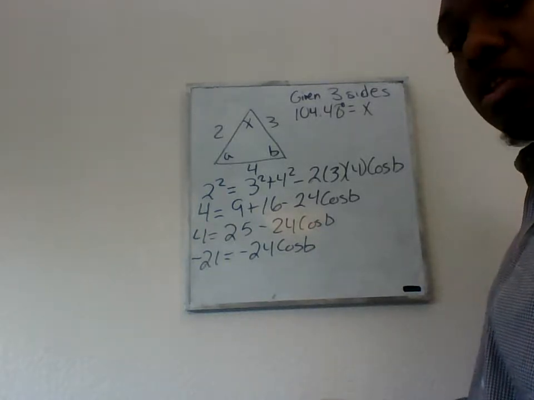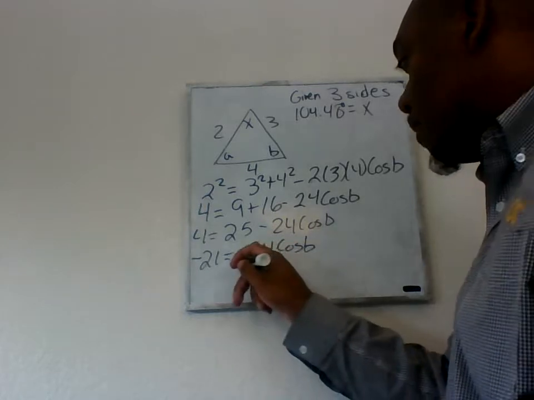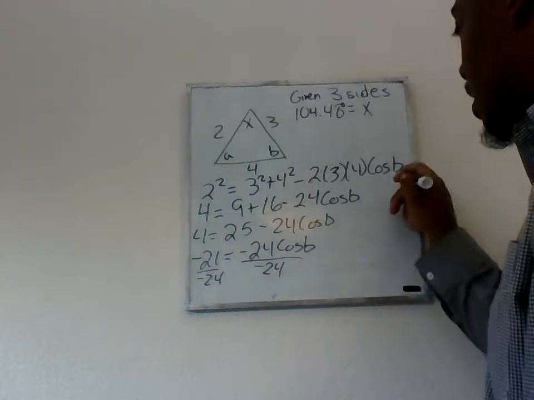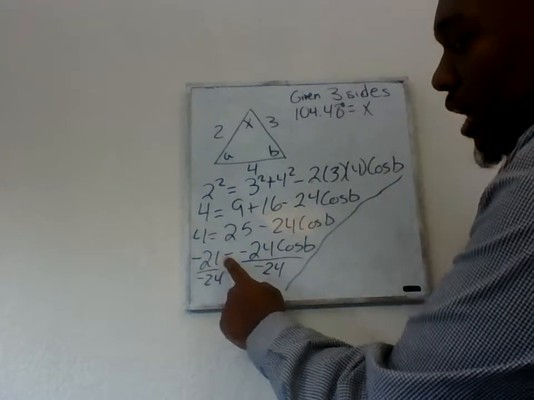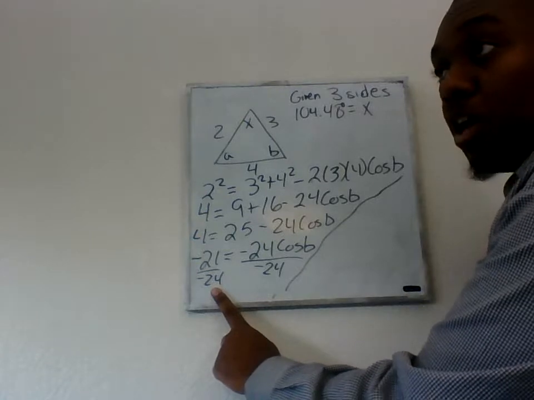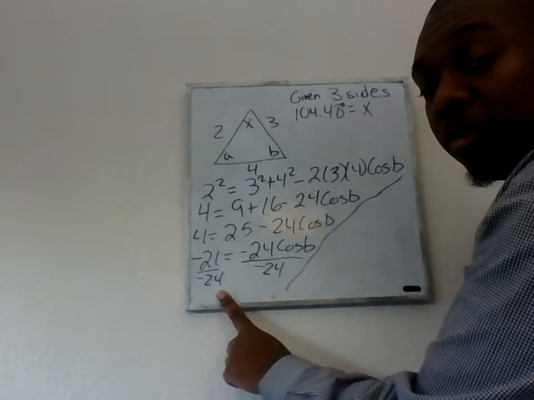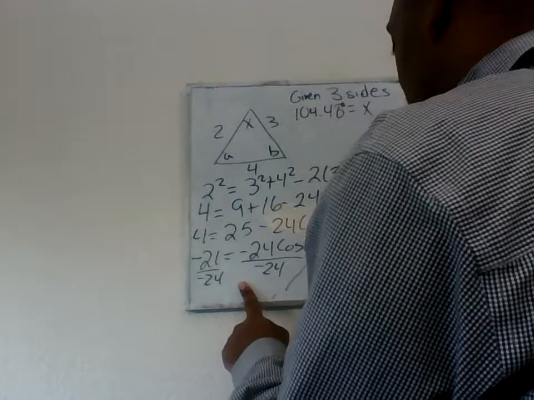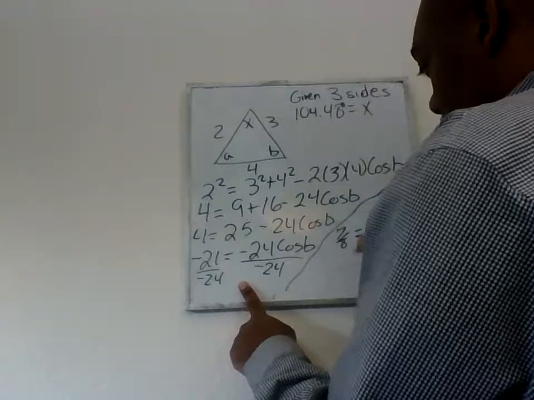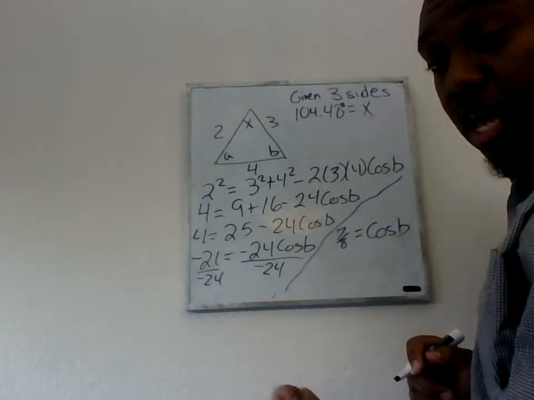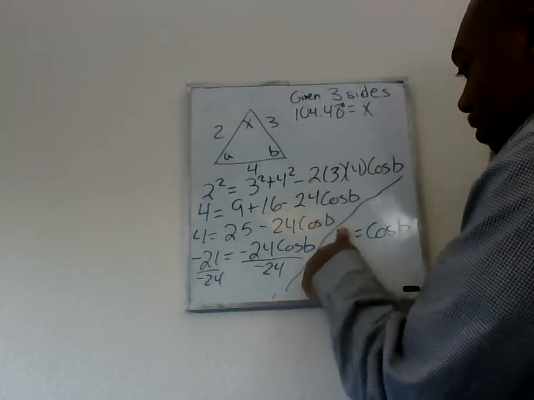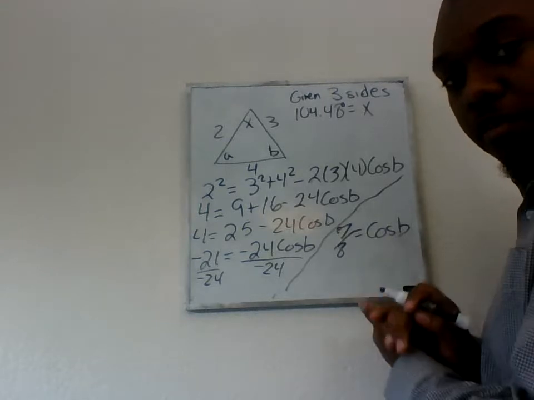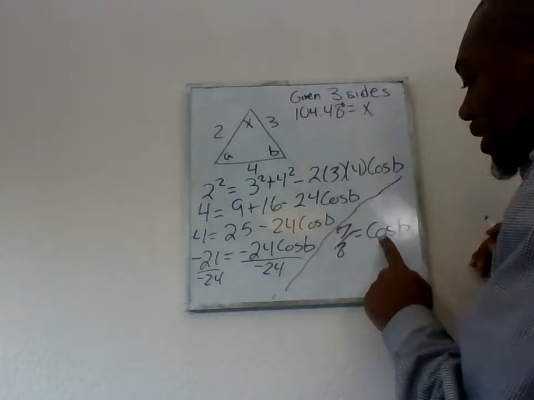And from there, how would you solve for cosine of b or get it by itself? That's right, we would divide by negative 24. Okay, and so when we do that, negative 21 divided by negative 24, we can reduce that because both of these are divisible by 3, and we would be left with 7/8. So we would get 7/8 equals cosine of b. So in order to solve for b, we would need to get rid of the cosine.